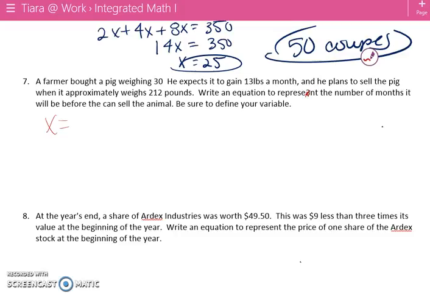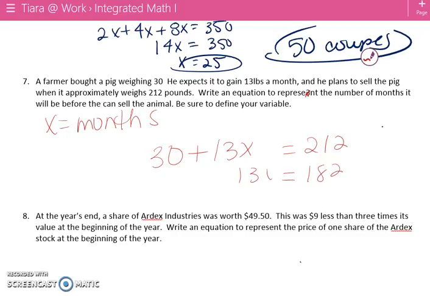So let's let X represent the number of months. I want the total to be 212 pounds. He already weighs 30, and we need to add in 13 pounds per month. We'll subtract our 30. A lot of people actually did okay on this one. So 212 minus 30 is 182. And we need to take that and divide it by the 13, which gives us 14, which represents 14 months.